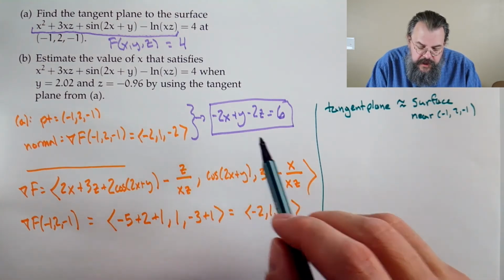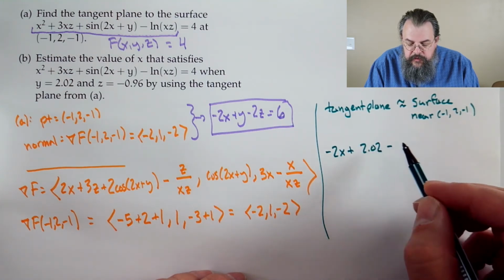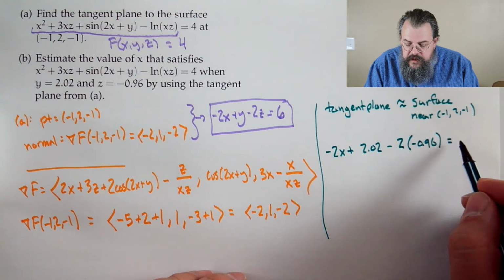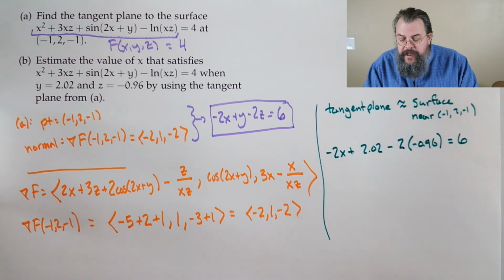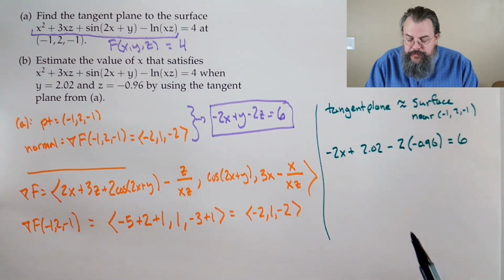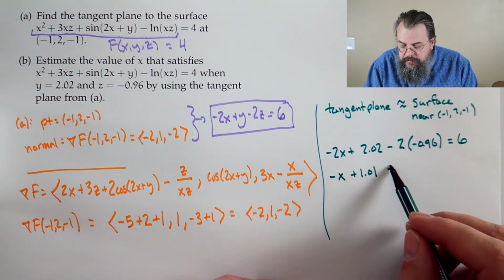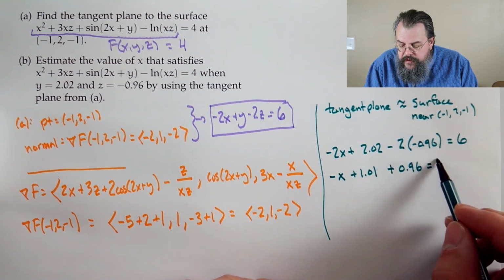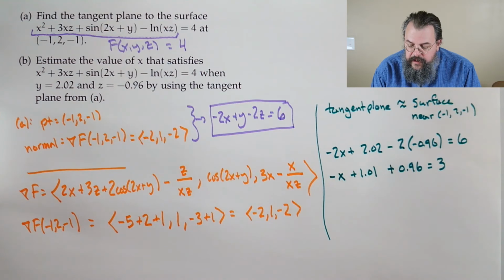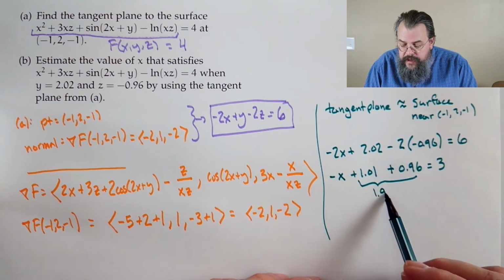All right, so if we do it here, we can say, minus 2x plus 2.02 minus 2 times minus 0.96 is going to be equal to 6. Okay, and solve for x. This looks not fun, but notice we can do some things. We can divide everything by 2, and we say, okay, minus x plus 1.01 plus 0.96 is equal to 3. Well, that's good news for us. And we can even say, 1.01 plus 0.96 is 1.97.